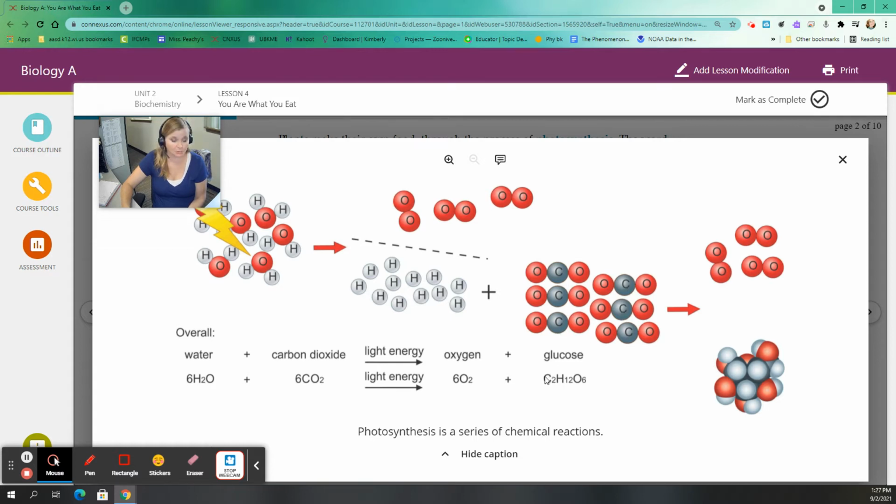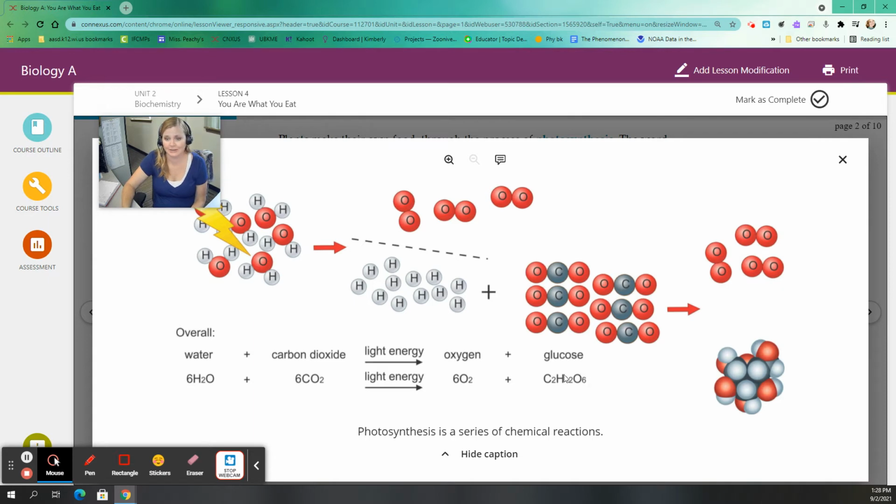Miss Peachy is going to write that one up and make sure she informs the powers that be that the picture in Unit 2, Lesson 4, on slide 2, is incorrect. I'll make a little note and notify Connections to fix that image. So that should say C6H12O6.